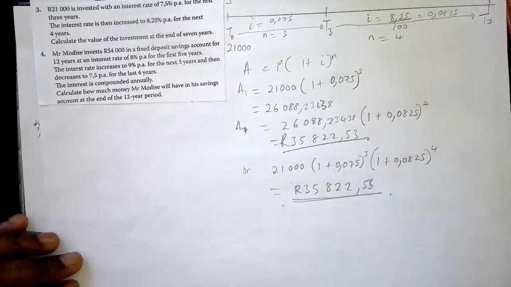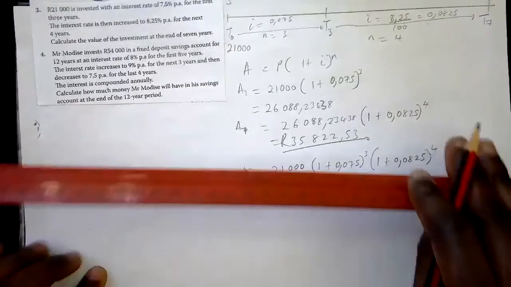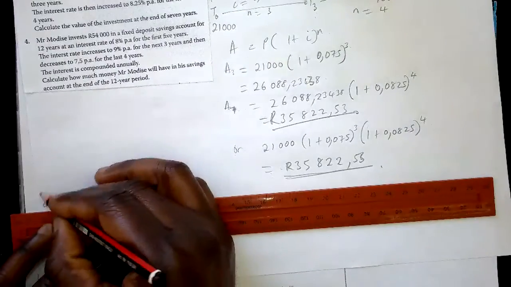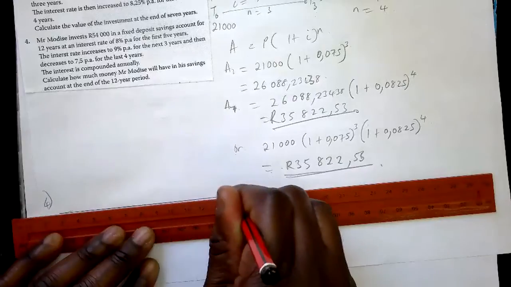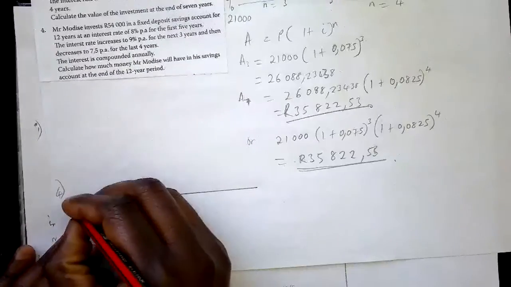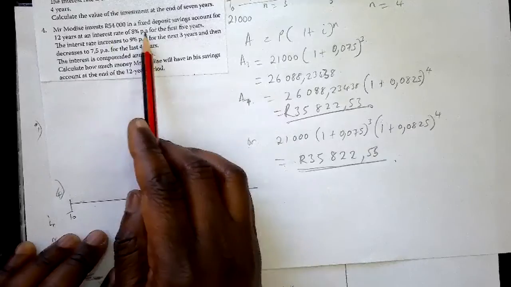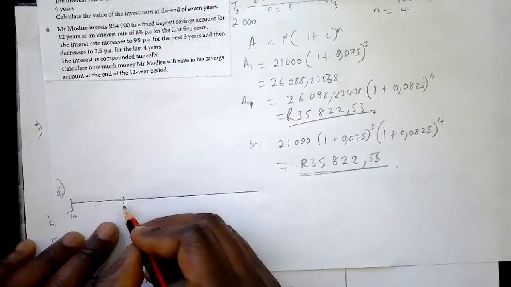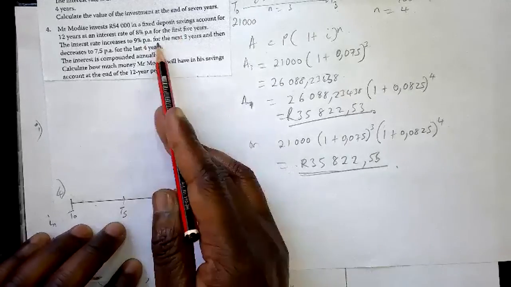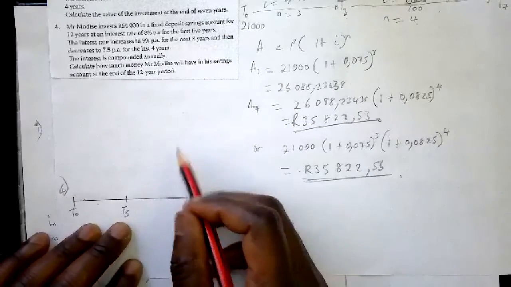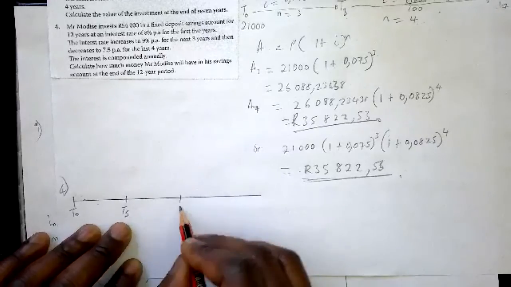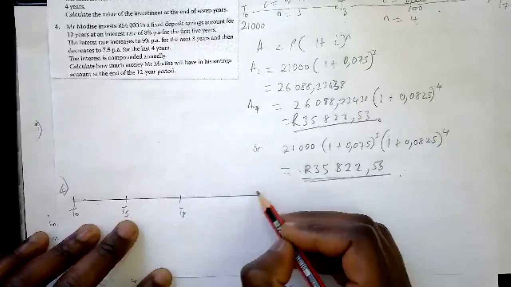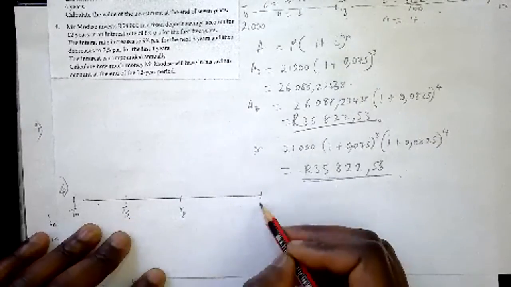So here, what do we have? We have a time period. I'm just going to draw a simple time period here. We have T0 there. Then after how long? For the first 5 years, T5. Then for the next 3 years, which is now T8. Then for the last 4 years, which is going to be T12 years.